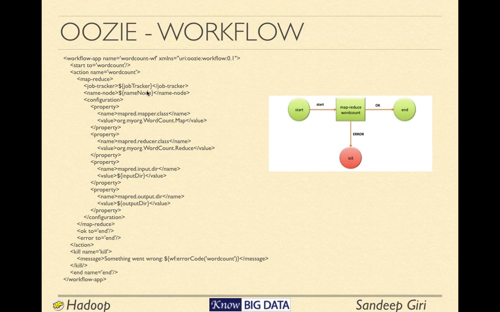All right. So Uzi as a workflow, this is how it would look. The whole workflow should have the envelope node saying workflow app name equals this, XML namespace this, and after that you have to define an entry point. Entry point has to be some action's name, and then you can define an action here. Action name equals word count, and then you define MapReduce or whatever you want to describe.